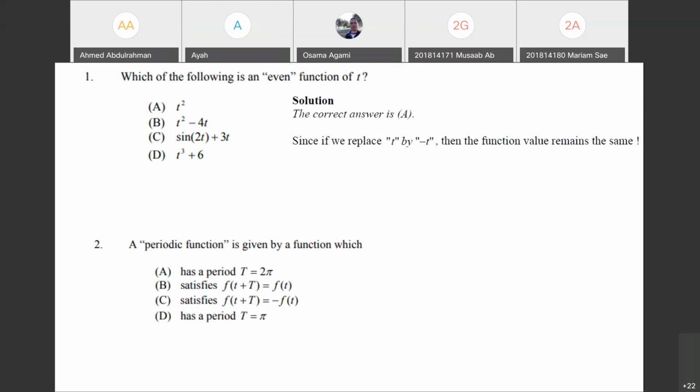A periodic function is given by a function which what? What is the main definition for the periodic function? With period T equal to pi, satisfy f of t plus the period equal to f of t, or satisfy f of t plus T equal to minus f of t. What is the right answer? A. No. B is the right answer because f of t plus T equals f of t.